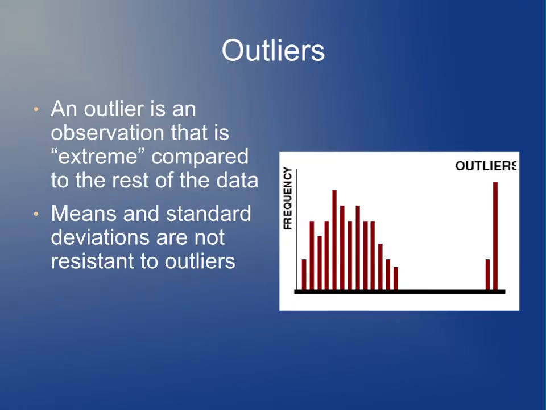Another issue that can cause problems in scientific experiments is outliers. An outlier is an observation that's extreme compared to the other observations in the data set. If you look at the slide here, you can see two outliers at the far right of the graph that have values that are much larger than the other data points. And some of the most commonly reported statistics, particularly means and standard deviations, are not resistant to outliers. If somebody just reports a mean and doesn't take outliers into account, the mean can be highly misleading.